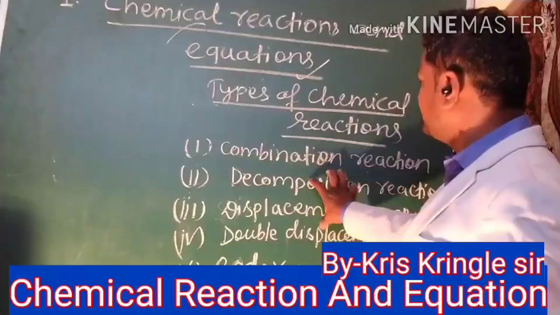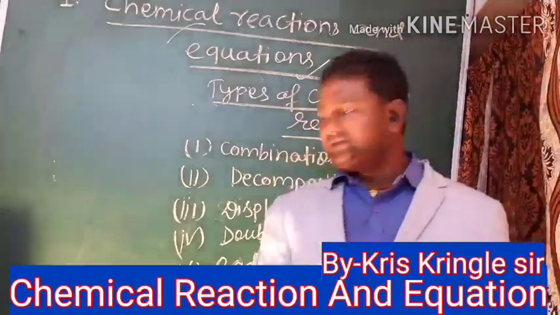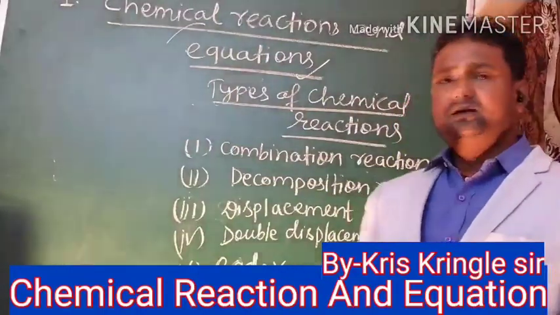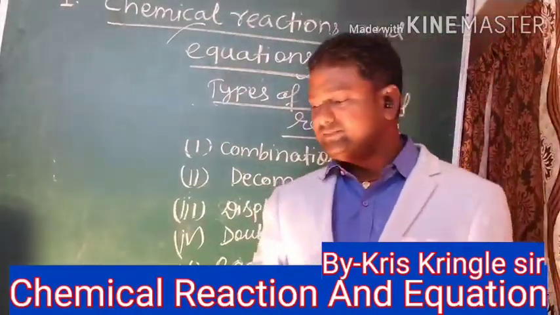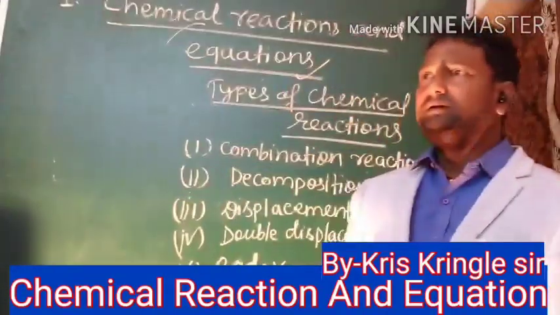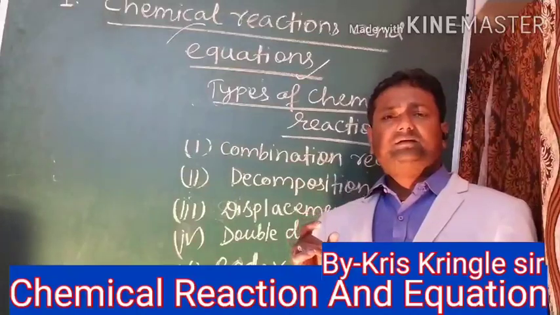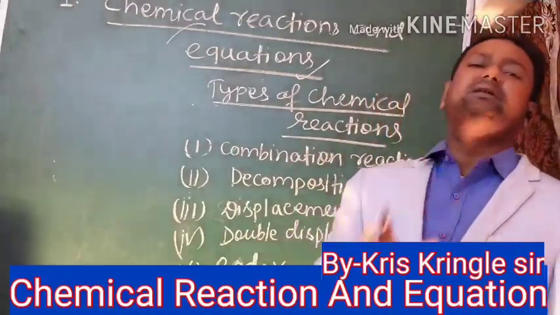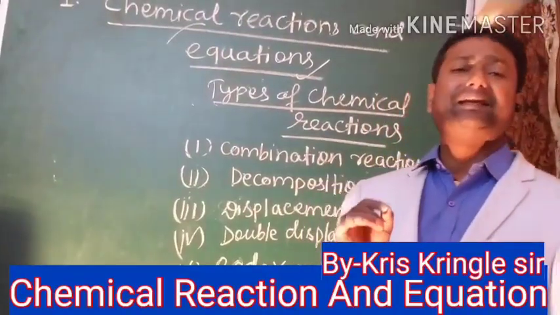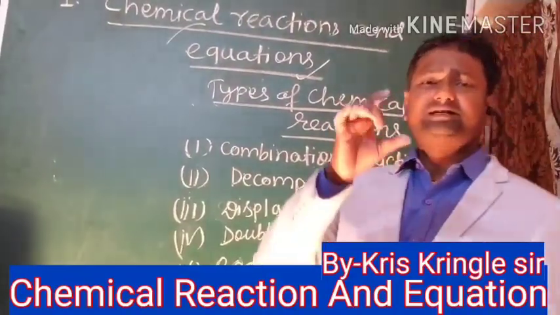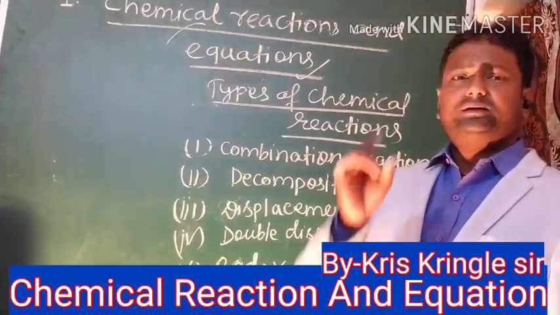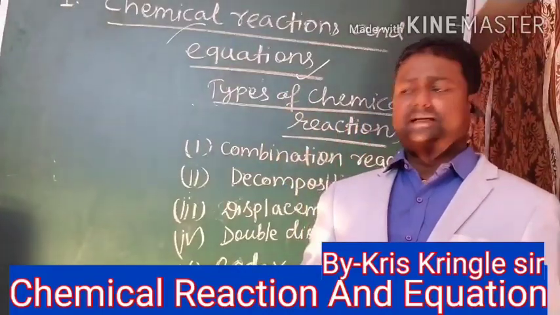So before starting this chapter, I want to do one activity which is given in your NCERT book. The activity is about the burning of magnesium ribbon, which is also a chemical reaction. When we burn magnesium ribbon, the white powder of magnesium oxide is formed. That is also a chemical reaction.